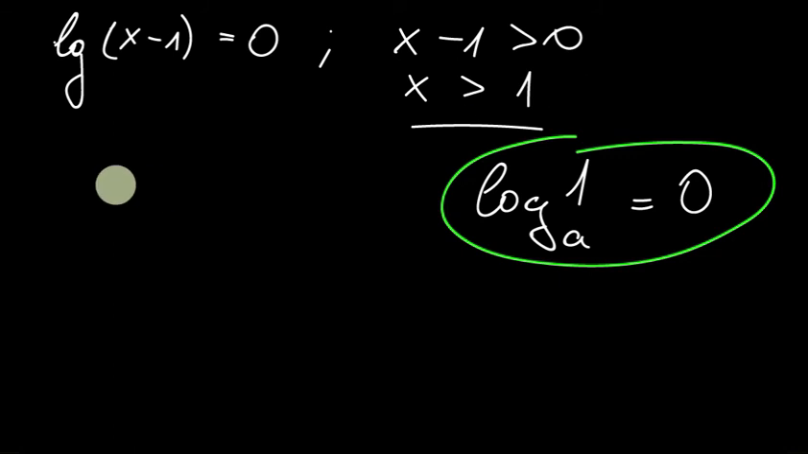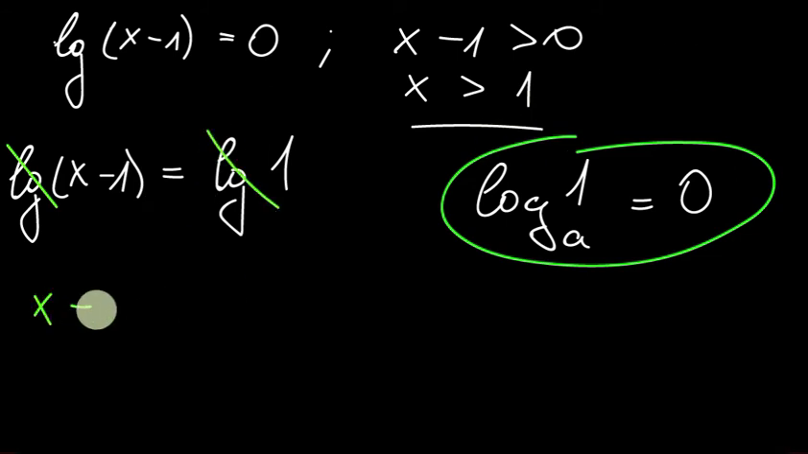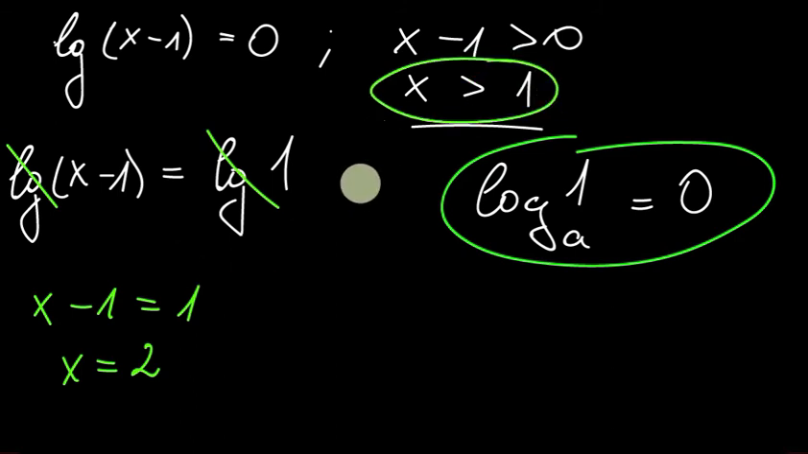Okay, so let's write it like that. Log base 10 of x minus 1 is equal to log base 10 of 1. Now we are cancelling our logarithms, and we get that x minus 1 is equal to 1. So x is equal to 2. X must be more than 1. We wrote it here, so our answer is correct.